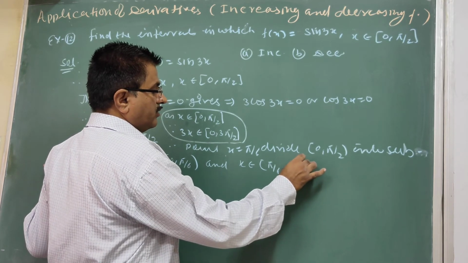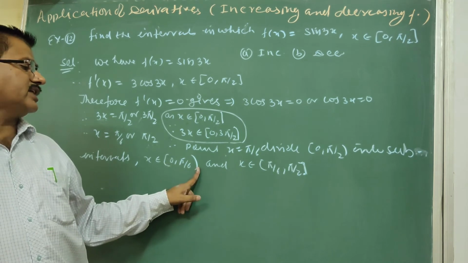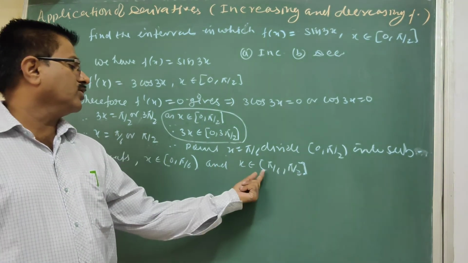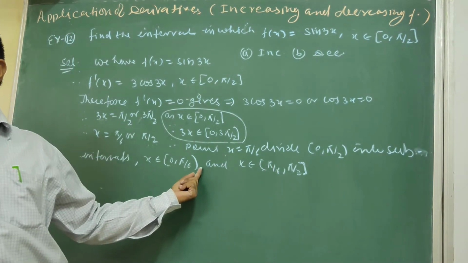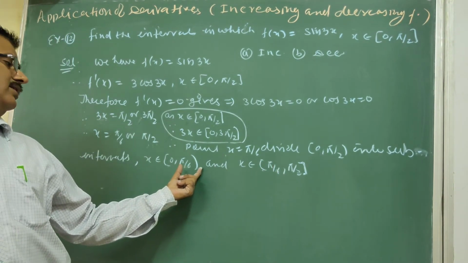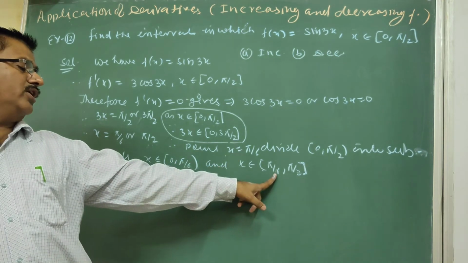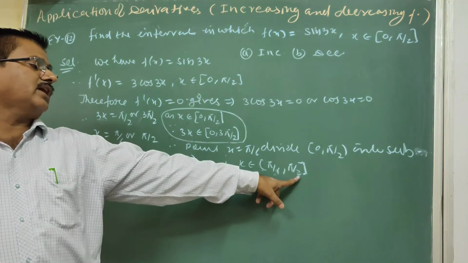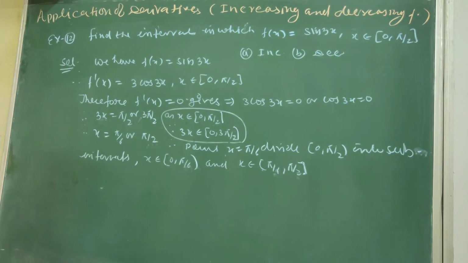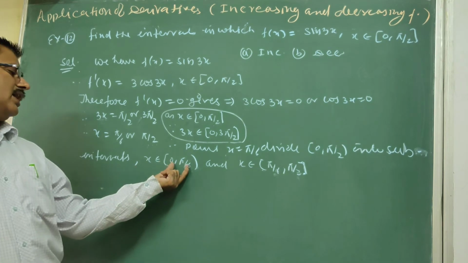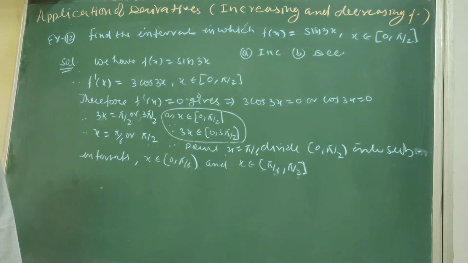Here it is very important. We are taking the interval one side closed and one side open. Why? Because this pi by 6 is included in both. That's why we take an open interval. Correct? So all points greater than 0 and less than pi by 6, all points greater than pi by 6 and up to pi by 2. So these are the sub intervals where you have to check whether the function is increasing or decreasing. Clear?